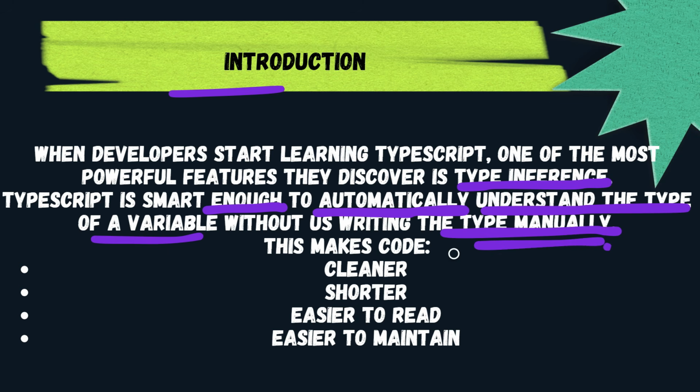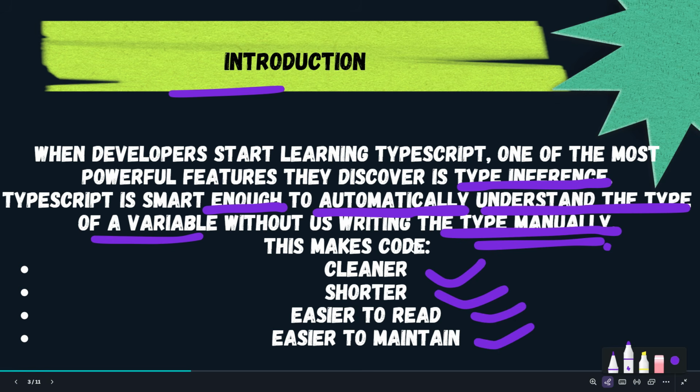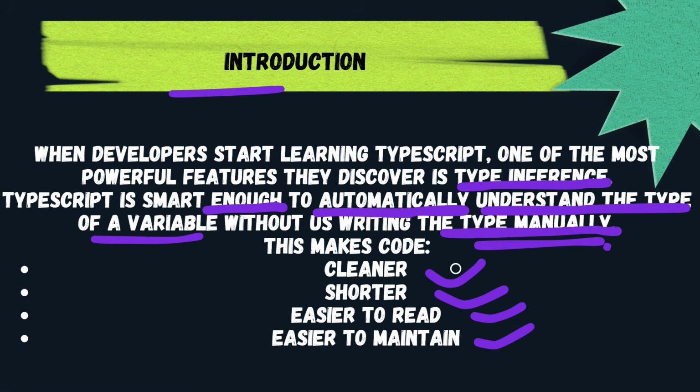This makes code cleaner, shorter, easier to read, and easier to maintain, because TypeScript has the capability to understand the type of your variable, function, object, anything, internally without writing explicit variable type annotations. Here, inference means it automatically detects the types of variables, objects, or arrays, etc. internally, without us writing the type manually.